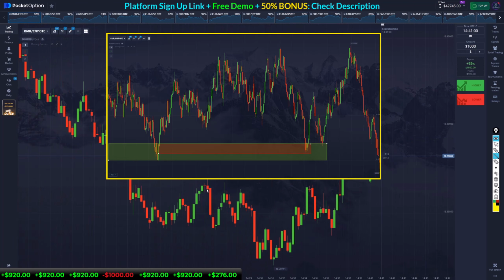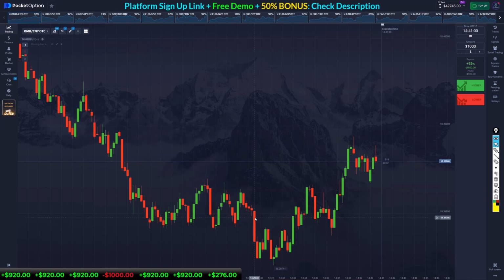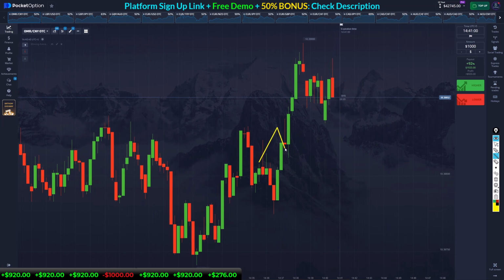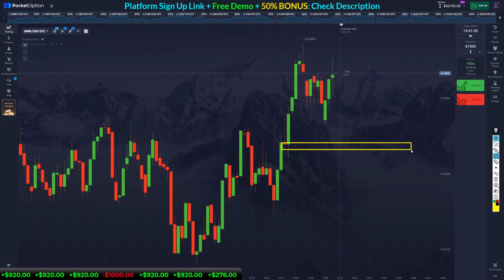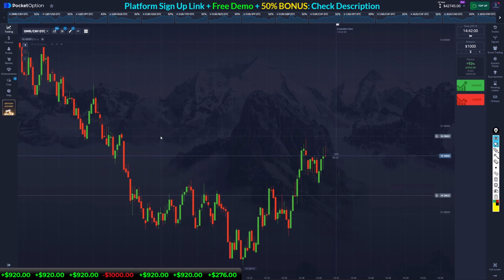Okay, here again, you can see the resistance area has been touched multiple times. Then they decided to break that, okay? Usually the decisions would be something like this. Then you mark this area. This is a demand area. If the price comes down here, it's going to bounce off. Let's say if it was coming down here, it would be a perfect entry. Okay, it didn't come down, but still.